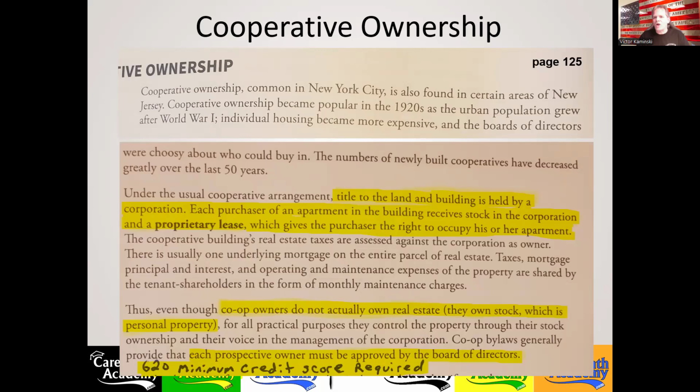Now, 620 is considered prime. That's the average. Any credit score below 620 is considered subprime. It's considered to be a poor credit score. So if yours is around there, you better start doing something to try to improve it. I'll give you a lot of tips on improving credit scores, but maintain a long line of credit for a long time. Don't cancel those old cards. Keep them active.